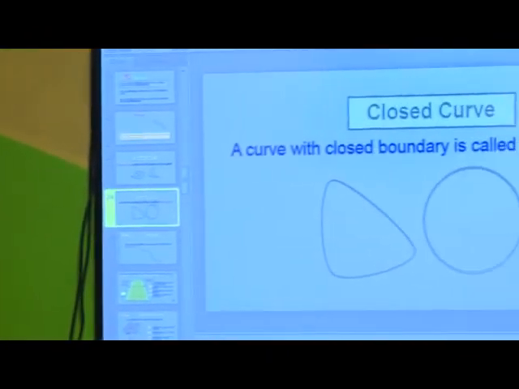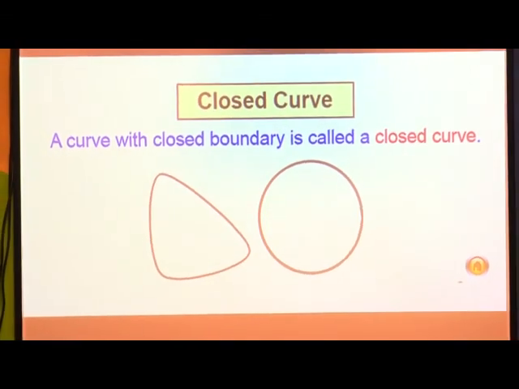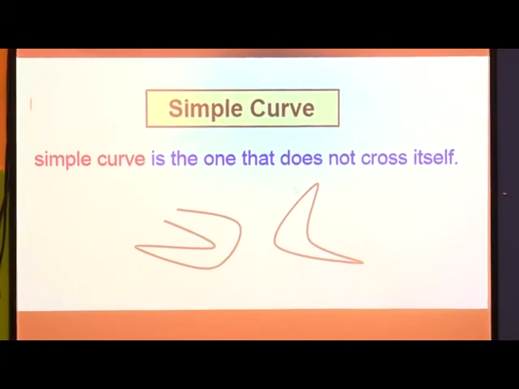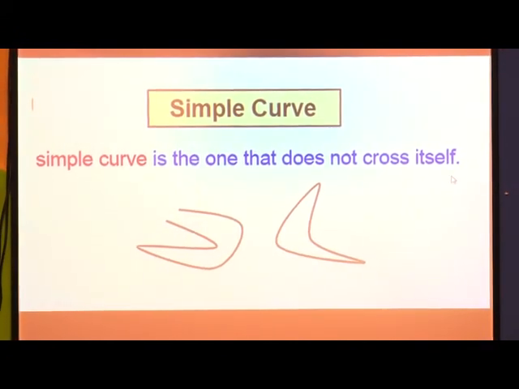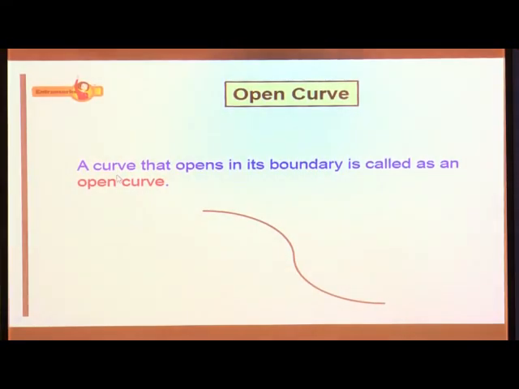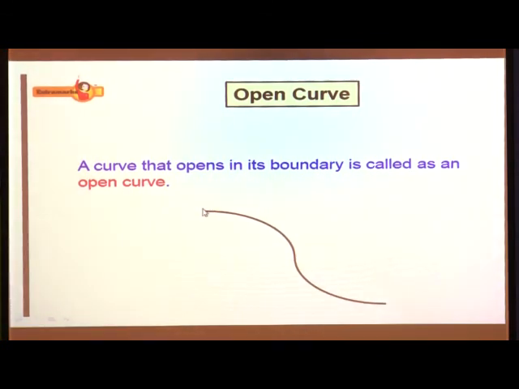A curve with a closed boundary is called a closed curve. A simple curve is one that does not cross itself. And the last is the open curve. A curve that opens in its boundary is called an open curve. So this is about curves. There are three types of curve: simple curve, closed curve and open curve.